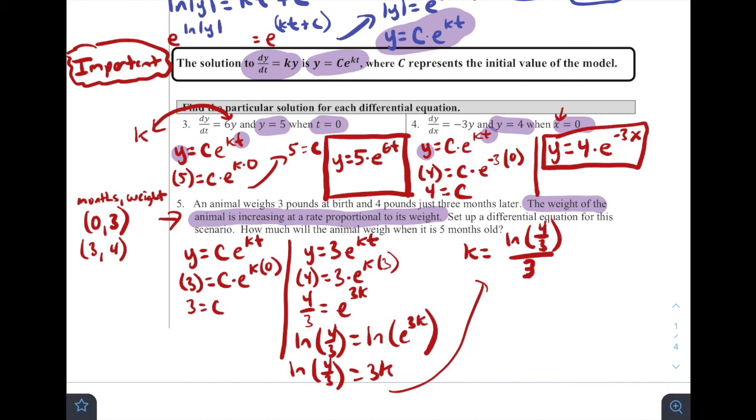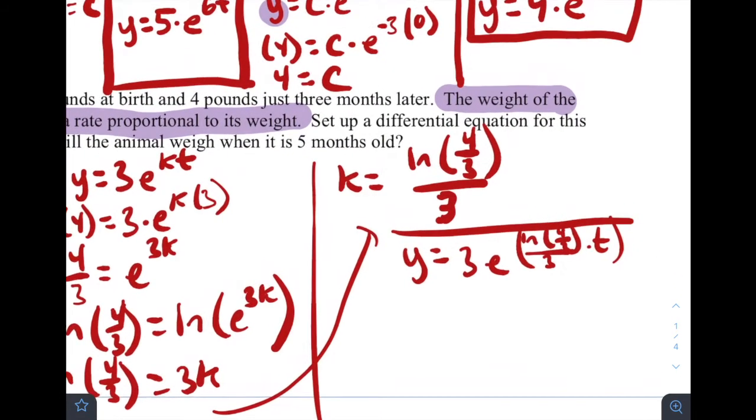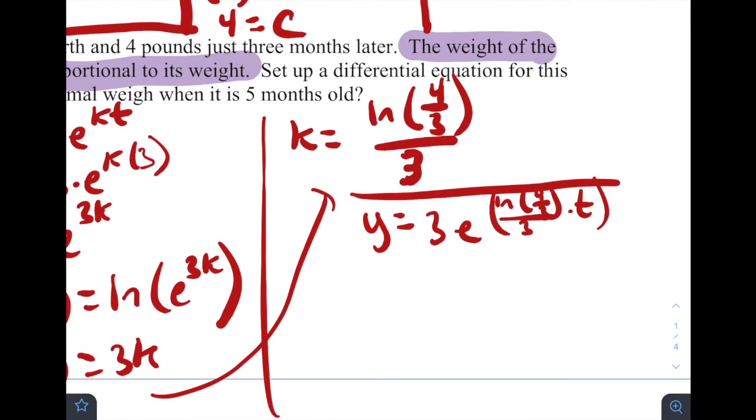So what is our final equation for this? Now that we've got this, we can say that our equation is going to be y is equal to 3 times e to the k, which we just said was the natural log of 4/3 over 3 times t. So all of this is in the exponent of that e function. And I'll zoom in because that was very tiny: y is equal to 3 times e to the natural log of 4/3 over 3 times t. So the same k that we had here is now here in this equation.